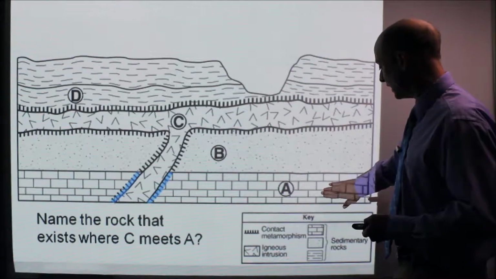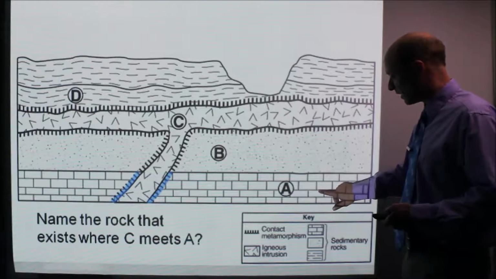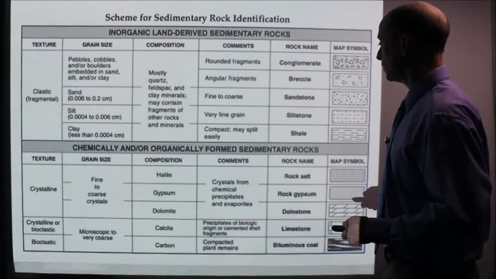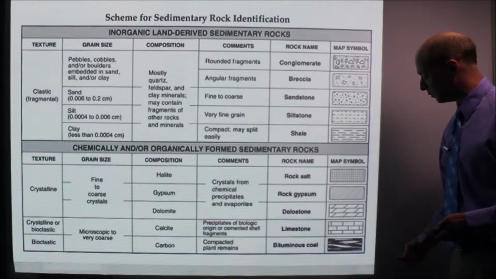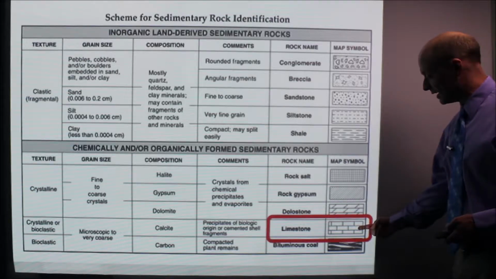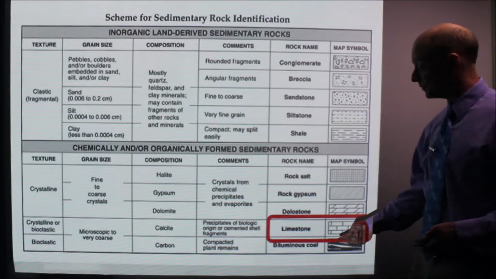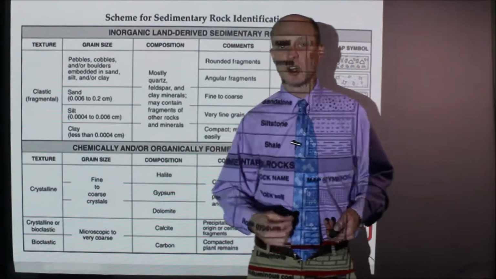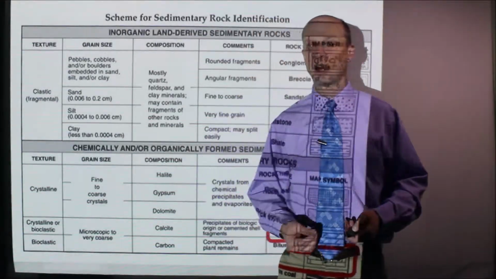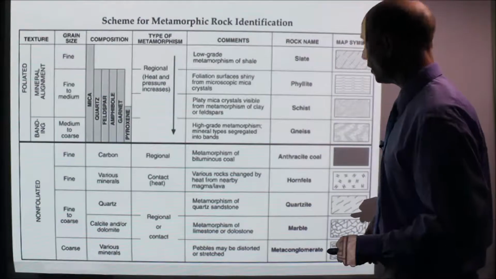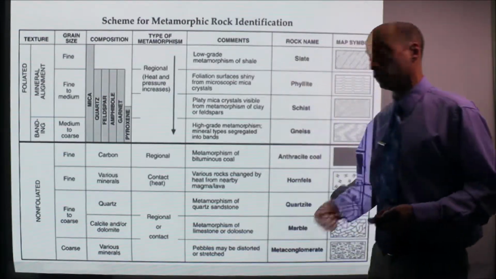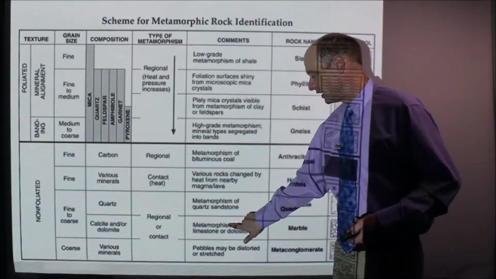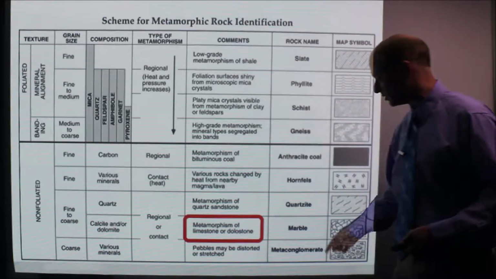So first, let's see what it does say. Sedimentary rock. Let's see what rock A is. So you go to the chart here, you look for the symbol, and it is this. Okay, it is limestone. So when limestone gets metamorphosed, what metamorphic rock does it become? Well, let's go to the metamorphic chart. And you really have to kind of look around here, and you're just kind of looking for limestone. And you'll find it here, metamorphism of limestone or dolostone.